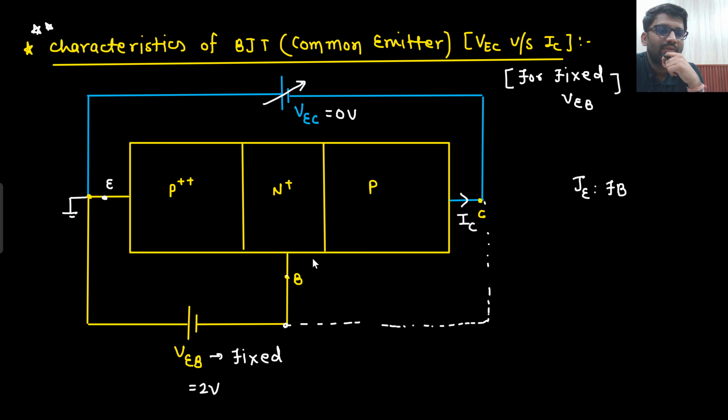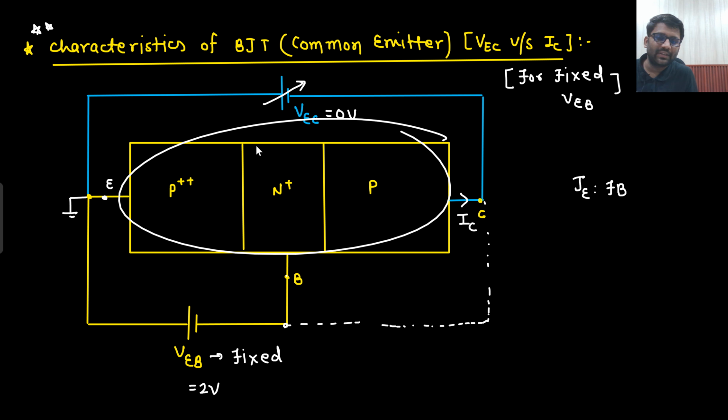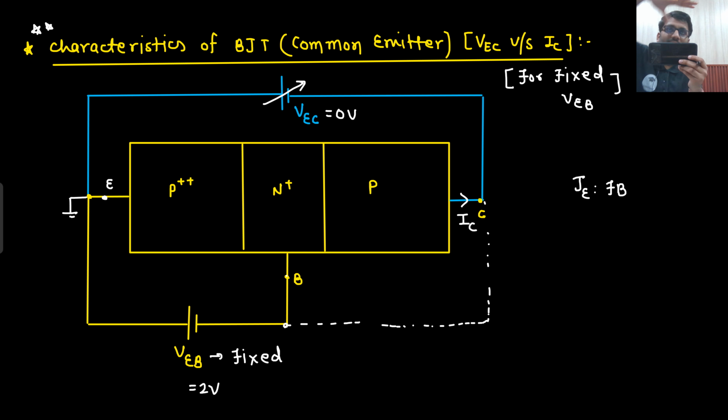How can you say, sir? VEC is 0 volt. So just consider this particular scenario. This is your PNP. Here you have applied 0 volt. Now you are saying that, sir, here 2 volt has been dropped. So here minus 2 has to be dropped. Are you able to understand this point? You are saying that VEB is equal to 2 volt.